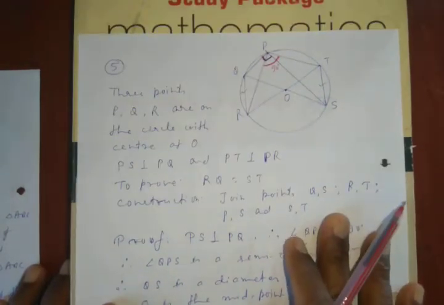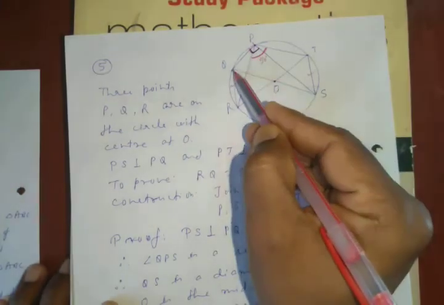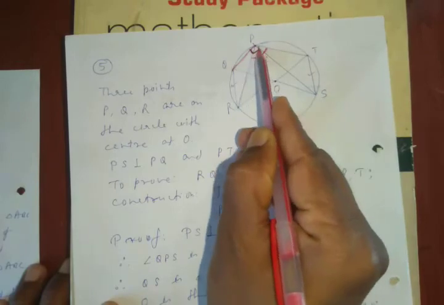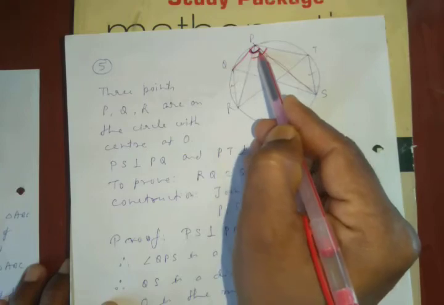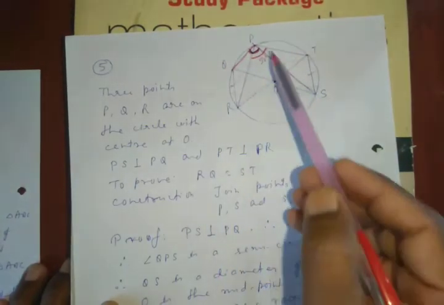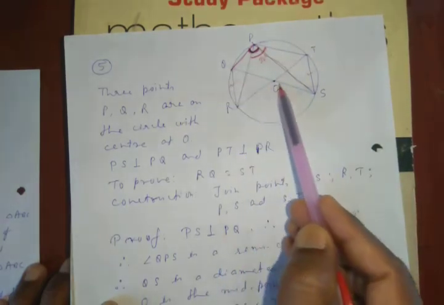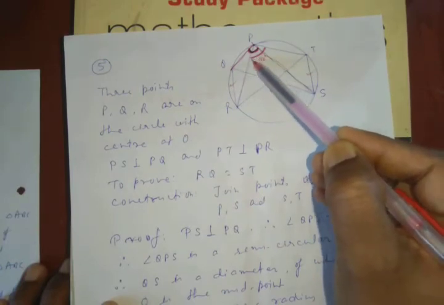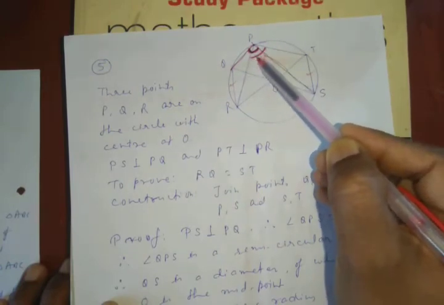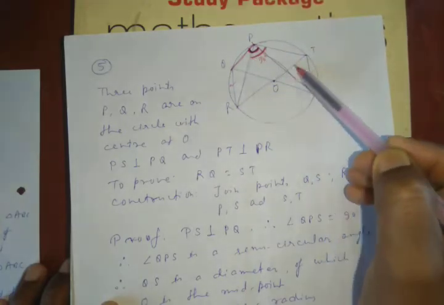So first again we will use the theorem that the angle in a semicircle is a right angle. See this angle QPS: it is given as 90 degrees, so this is a semicircular angle, and therefore QS will be the diameter. Similarly, this is a right angle, again a semicircular angle, and therefore this will be the diameter.